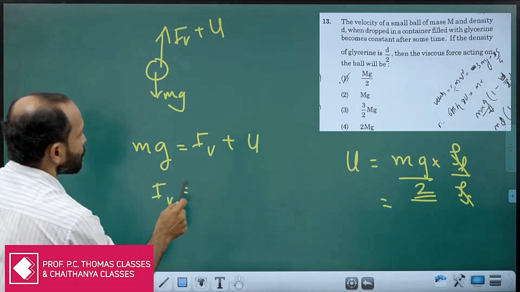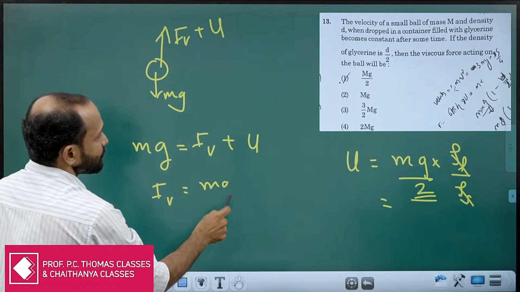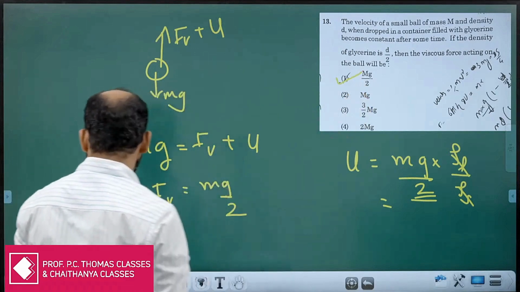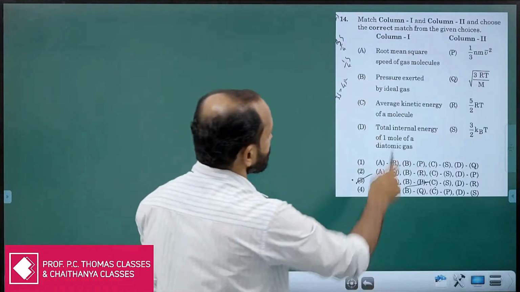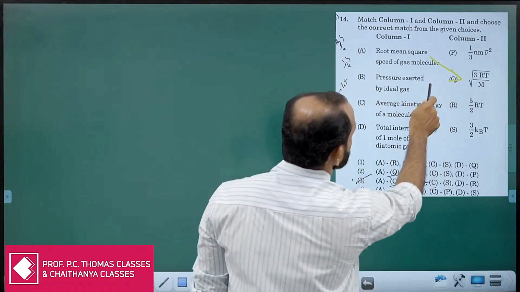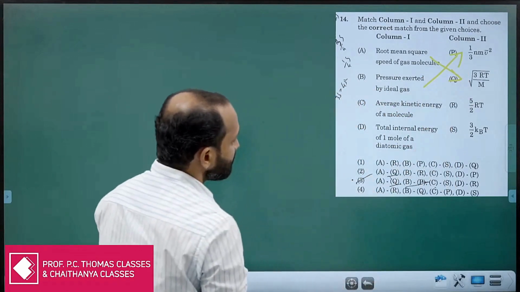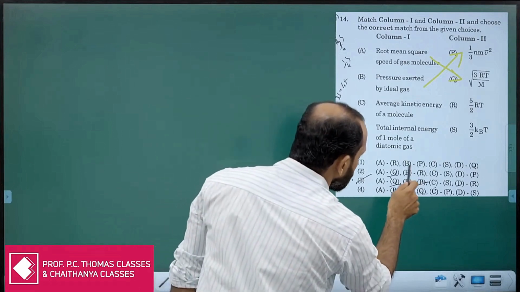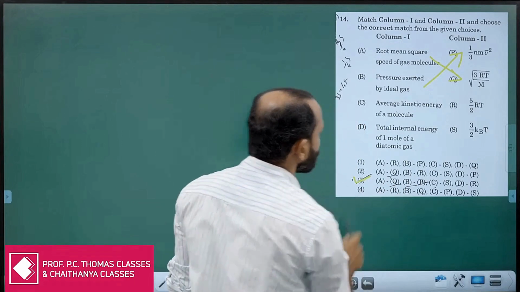So what is the viscous force? Mg minus mg by 2, that is mg by 2. So the right choice is the first option. Okay. Match. Root mean square speed A, Q. Now pressure exerted, 1 by 3 nmv square, Bp. AQ, Bp, AQ, Bp, only one option. So 3 is the right answer.